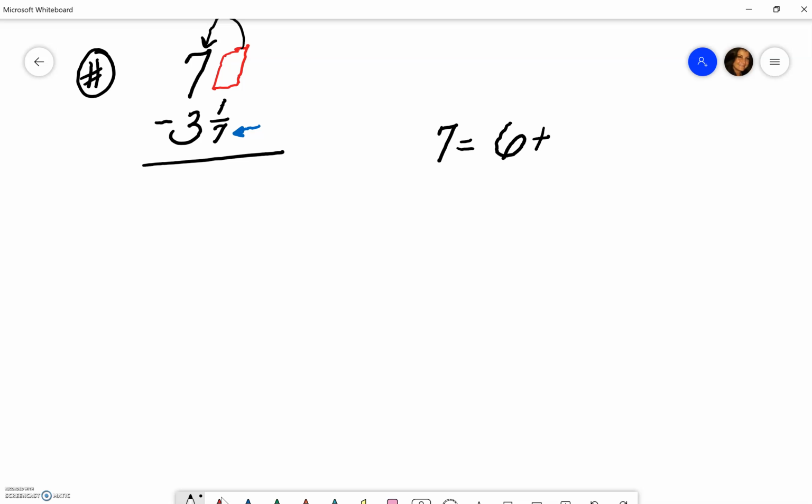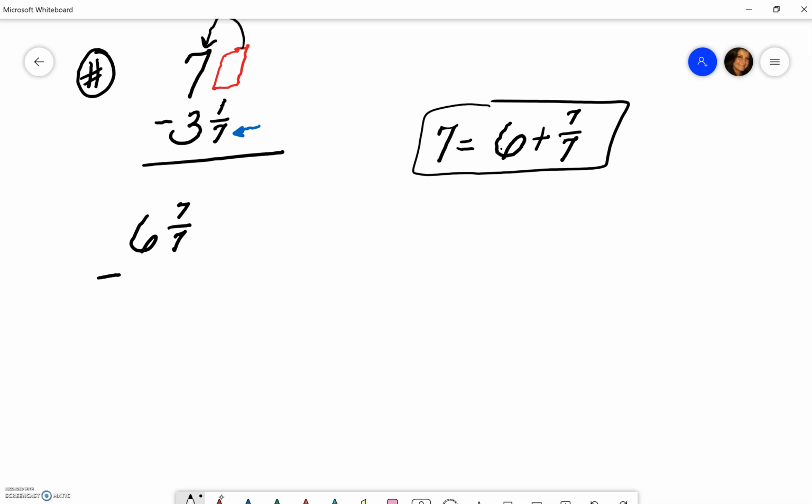And then if you add it to 7 over 7, these two will add up to 7. So we're not changing the value, we're changing the appearance. Because remember, 7 over 7 is equal to 1. And 6 plus 1 is 7. So we're going to rewrite it using this. So I'm going to go over here and write 6 and 7 over 7 subtracted by 3 and 1/7.